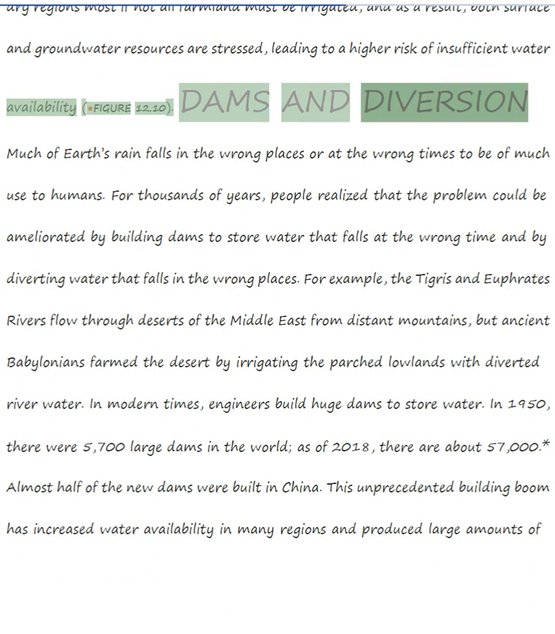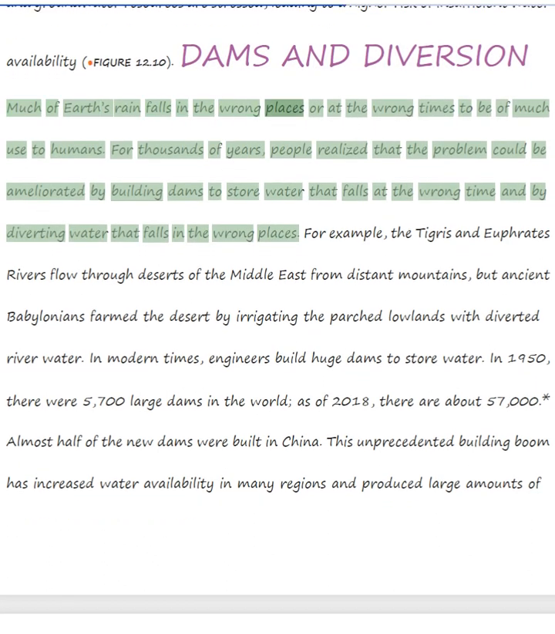Dams and diversion. Much of Earth's rain falls in the wrong places or at the wrong times to be of much use to humans.